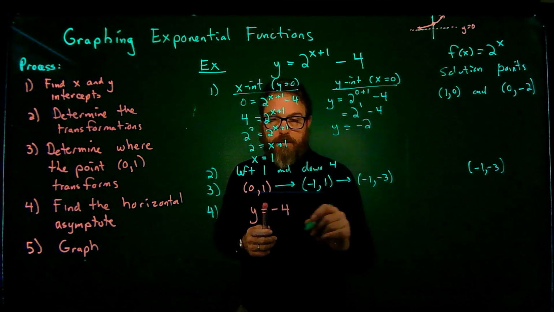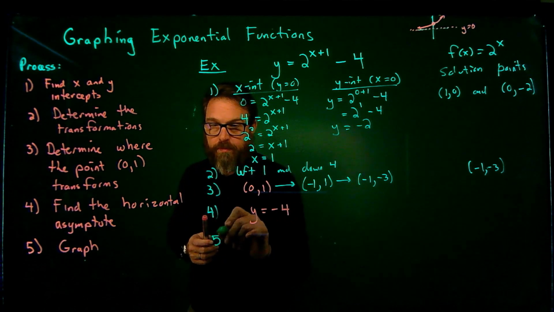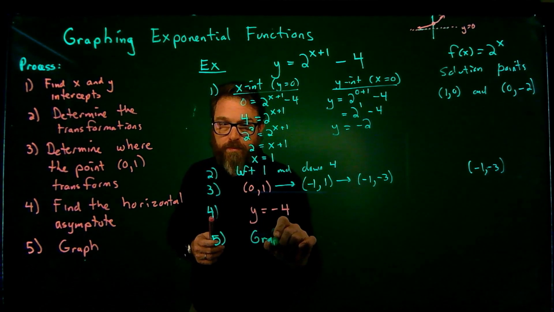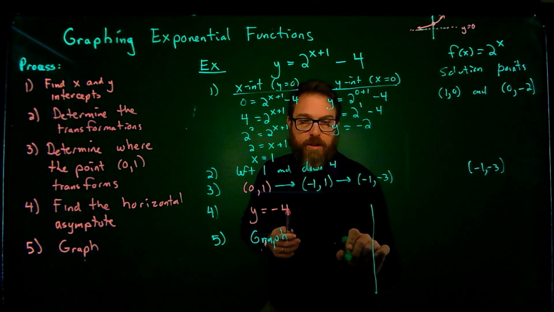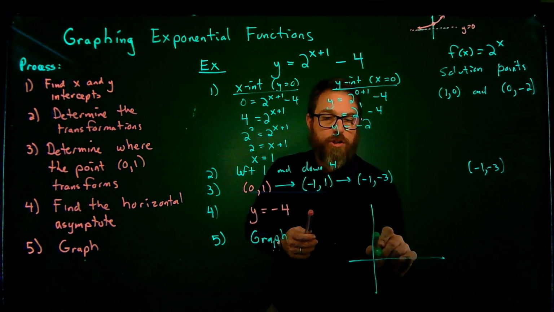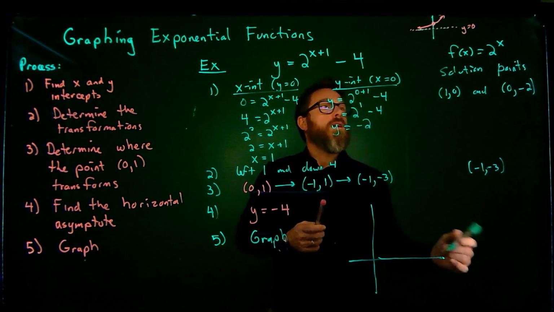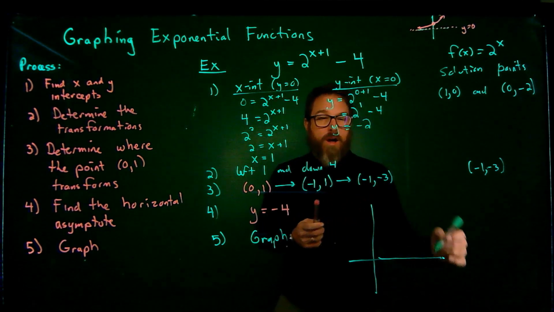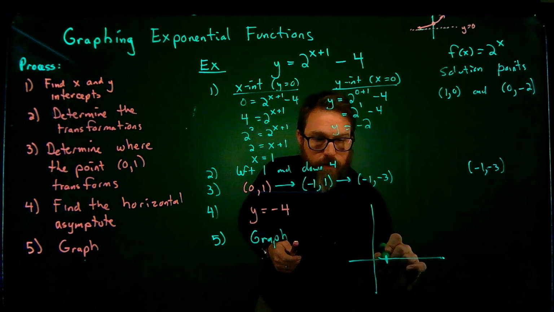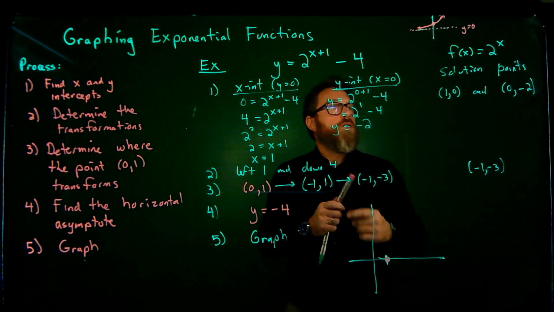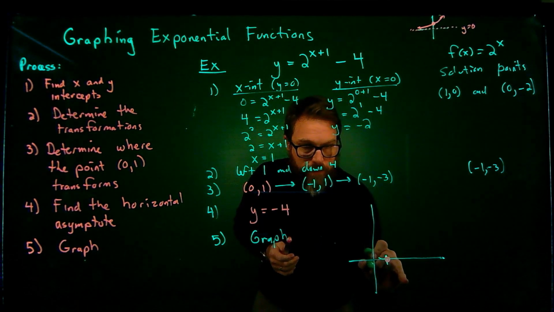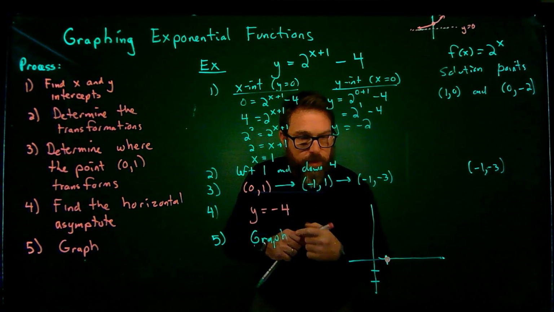Finally, we can graph this. So now I have a bit of information. Let's do our solution points first. We know that it goes to the point 1 comma 0, so over here. We know that it goes to the point 0, negative 2, here.